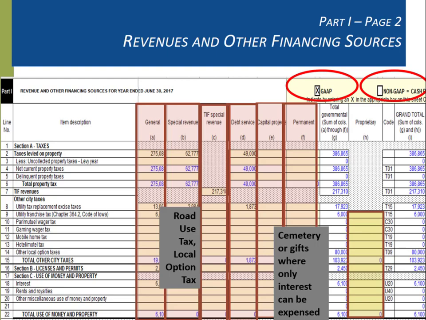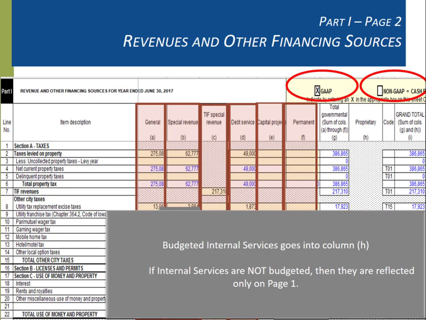And in column H, you see a lot of the polka dot shading. Again, that means that we have blacked out the cells that you cannot use because using them would be poor accounting standards. So the form is trying to make it easy for you and not letting you use those columns. Budgeted internal services also goes into column H.